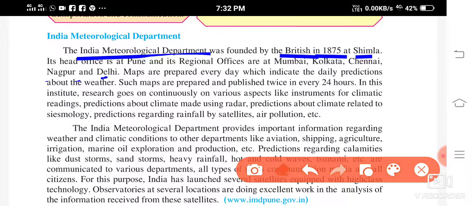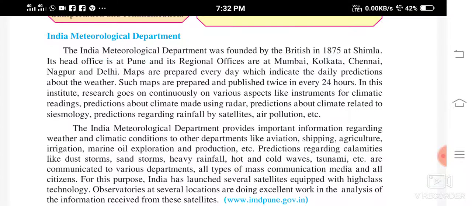So this India Meteorological Department was founded by the British in 1875, but where was it founded? In Shimla. The head office is at Pune and its regional offices are at Mumbai, Kolkata, Chennai, Nagpur and Delhi. Maps are prepared every day which indicate the daily predictions about the weather.